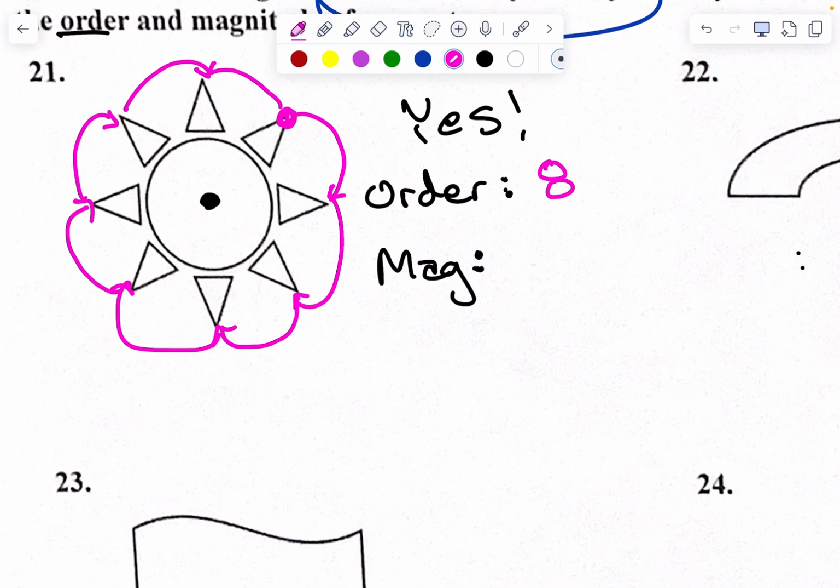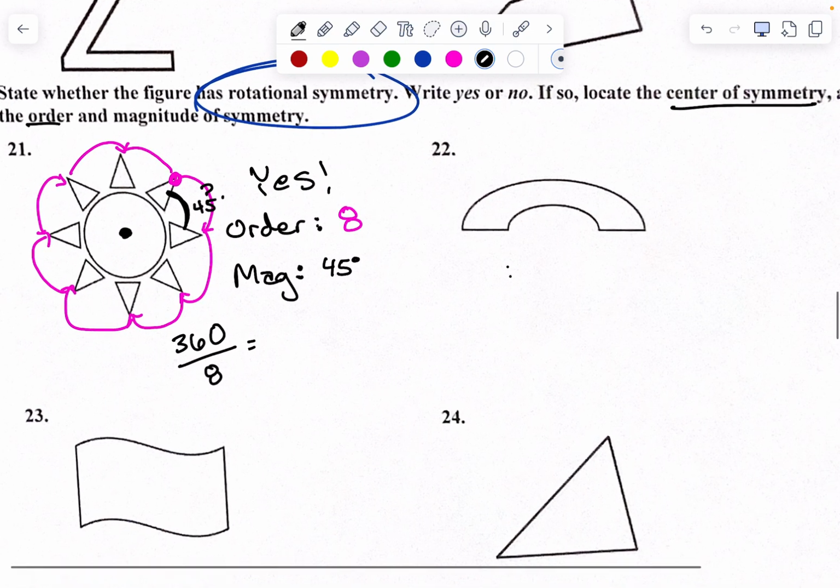Now, when they ask for magnitude, it's saying how many degrees do I have to rotate him to be back on top of himself? 360 divided by 8. Oh, yes, you figured it out. There's 360 degrees all the way around, right? And if I can do it 8 times, 360 divided by 8 gives me 45 degrees. So I have to rotate him 45 degrees to get from here to the first place where he copies on top of himself. Does that make sense? Order is how many times he does it. Magnitude is how many degrees that is, right? 360 is the total.